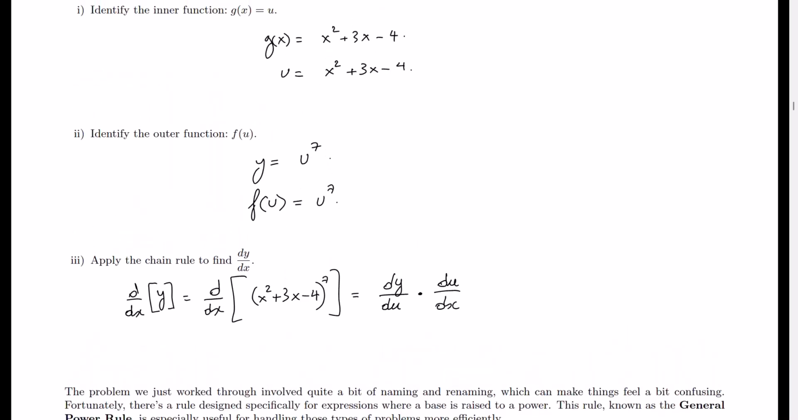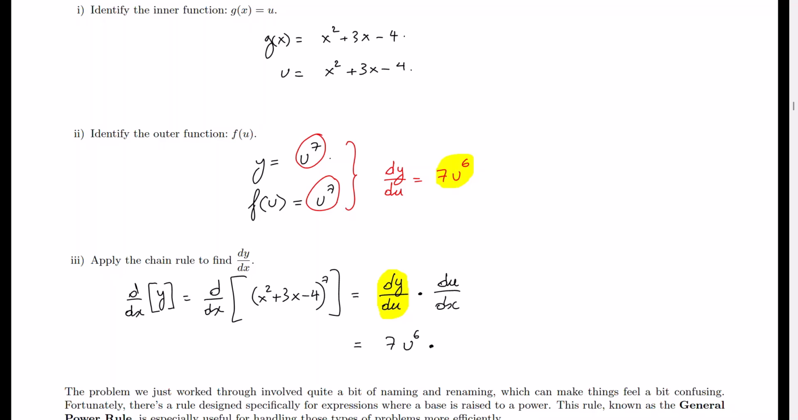So what are all of these pieces? What is the derivative of y with respect to u? To find this part, we go back to the second part of the problem and ask, what's the derivative of y with respect to u? In other terms, what's the derivative of u to the power of 7? Well, the basic power rule tells us to do 7u to the power of 7 minus 1, which is really just 6. So that's the first part that needs to be written down: 7u^6 to begin with.